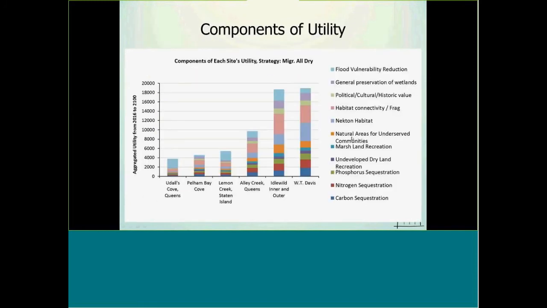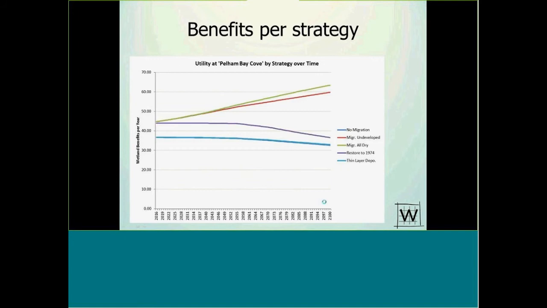We already discussed a little bit these components of utility and how you can pull out. So this is where you get some results that are a little bit different, where the fact that you have this utility model, this wetland benefit model built in, can result in results that are a little bit different than just looking at total acres. For example, the importance of flood attenuation in Udall's Cove and Lemon Creek versus Pelham Bay Cove. Wave attenuation.